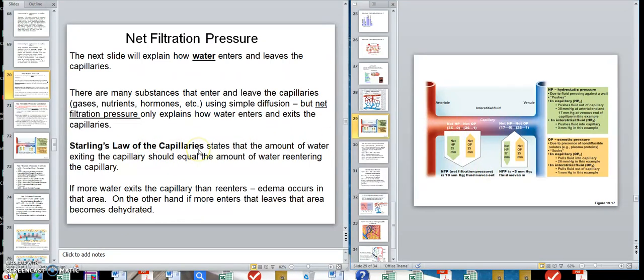Starling's law of the capillary states that as much water as you put out, you need to bring back in. As much water as you take out, you need to bring back in. If you put more water out in the tissue area where the capillary is than you pull back in, you will get edema. This edema will be called angioedema or vascular edema. If you push more back in than you bring out, obviously it would get dehydrated in here. So idealistically, you should put as much out as you bring back in. So let's look at that.